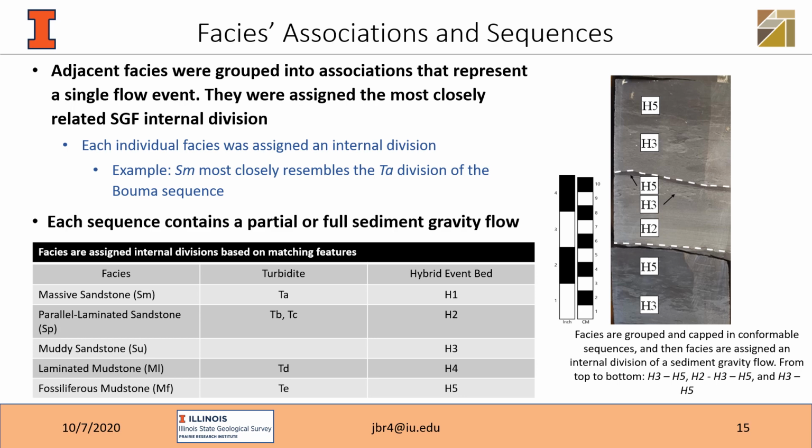Once all facies are converted to the internal divisions, we can begin identifying individual end members. The image on the right is a great example of a location where we found 3 separate hybrid event beds that began as an SP, SU, and MF facies. These were then capped into single flow events and then assigned a sediment gravity flow counterpart.